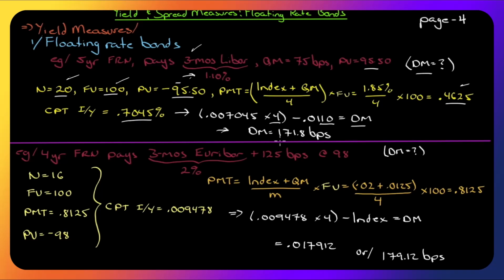So if I saw a floating rate note with these characteristics, a 5-year floating rate note paying 3-month LIBOR with a quoted margin of 75, selling at 95.50, I know that the market is saying that 75 basis points is not enough. We need to price it out at 171.8 basis points to get to this 95.50. So the market has got the discount margin at 171.8. Now we can look at that and say, is the market right?